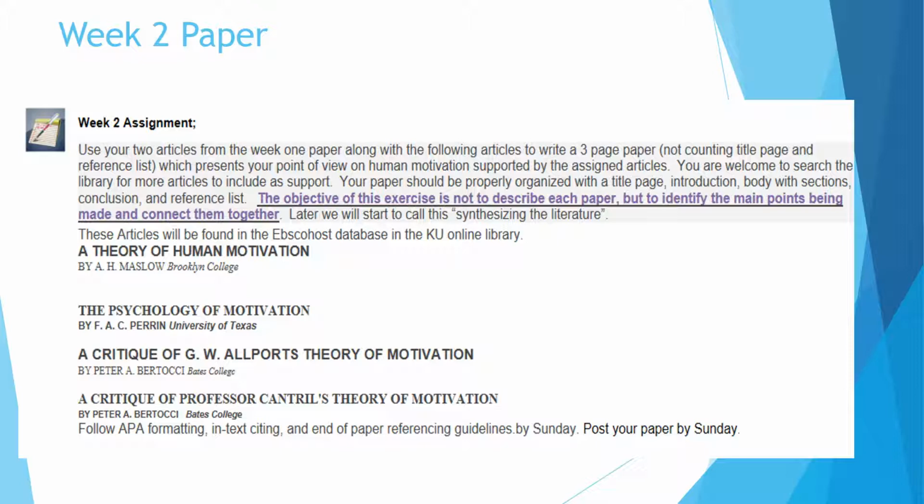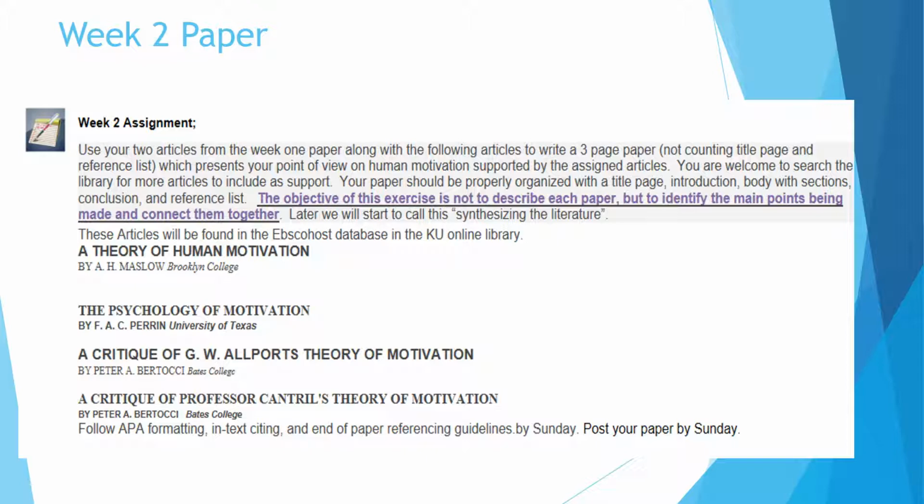With that said, the subject of this class is writing. It's not human motivation. So I would like the discussion to be involved in looking at how these papers are developed and how you start to think about a particular thesis for your paper, and not so much about what you think human motivation is. Again, we really don't care what your opinion of human motivation is, but we will start to care about what you think about what the experts have said about human motivation.